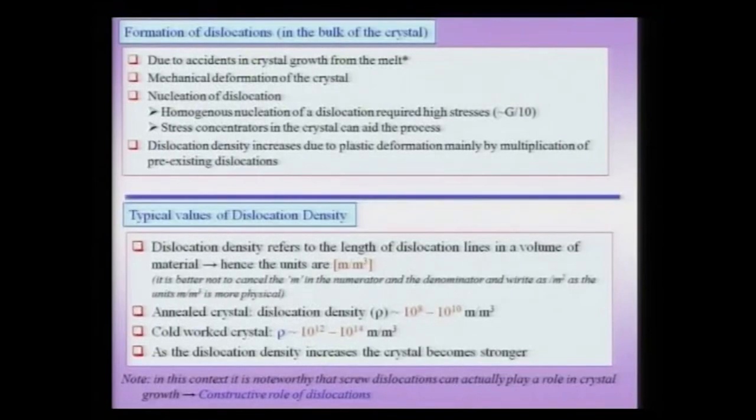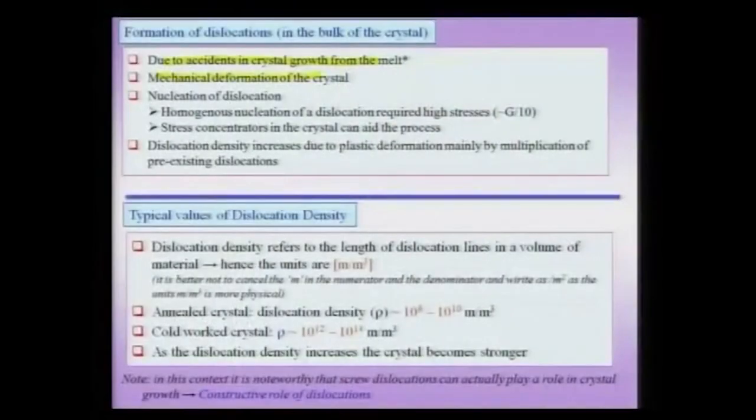The next question we ask ourselves: how come dislocations are present in a crystal? In other words, how do dislocations form in a crystal? There are many methods by which a dislocation can form, and one of the simplest to visualize is that they are due to accidents in crystal growth from the melt. Suppose I have a molten metal and I am solidifying it. This solidification process is not perfect, and you could have a dislocation in the crystal.